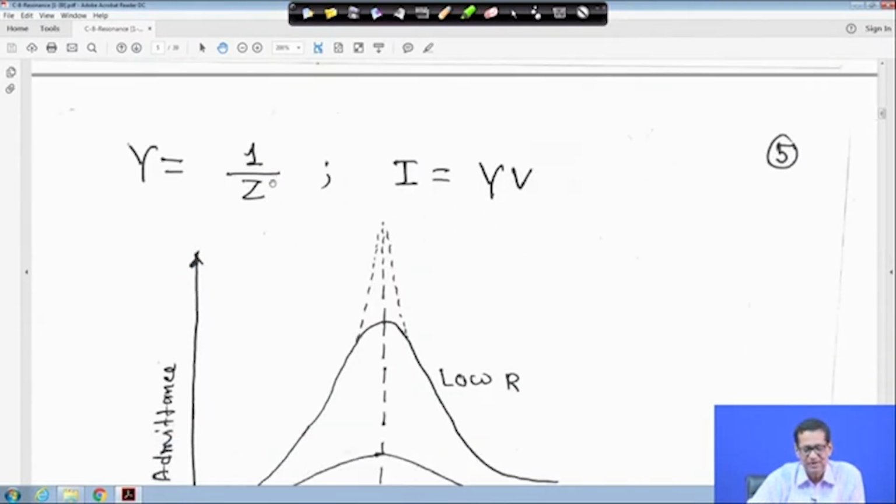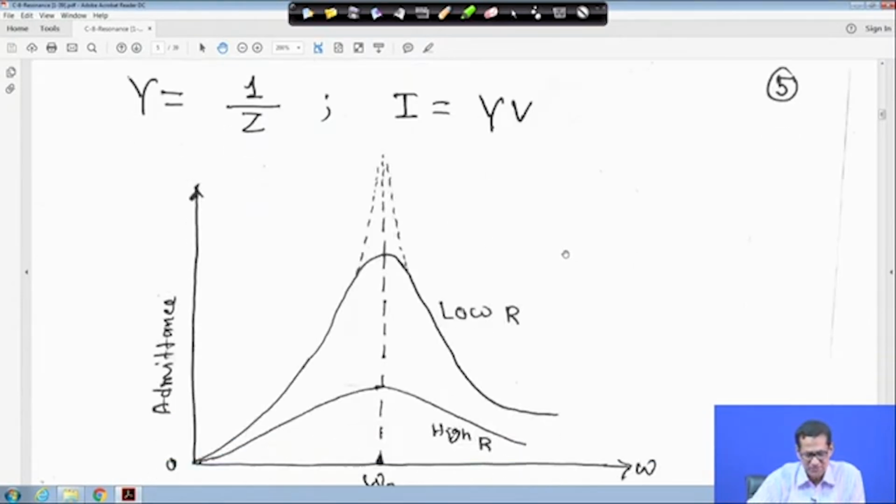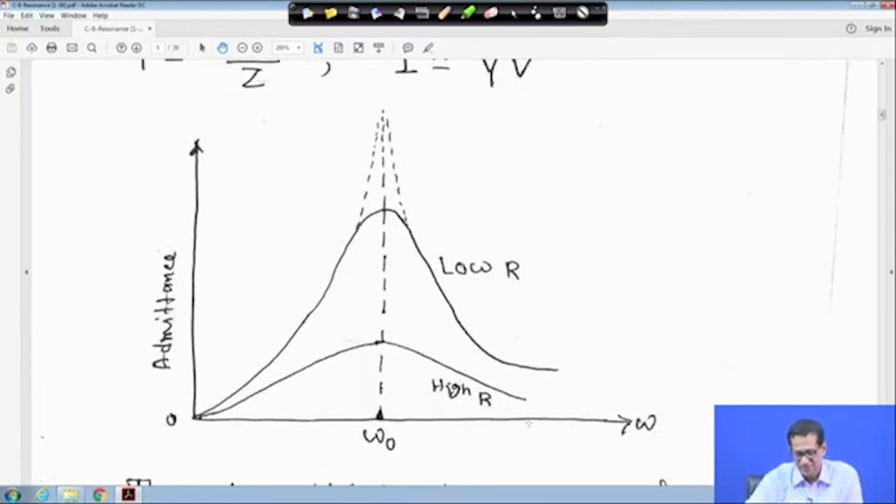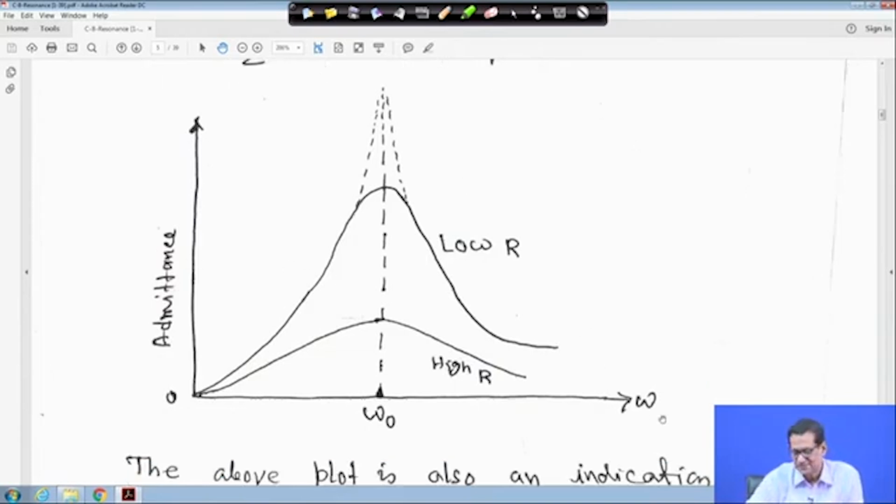Because we have seen admittance earlier, if you plot admittance versus omega, this is omega 0. This plot is for the higher value of R, and this plot is for the lower value of R. Finally, this dashed line, where R is very low, tends to infinity. So this is the admittance versus omega plot.